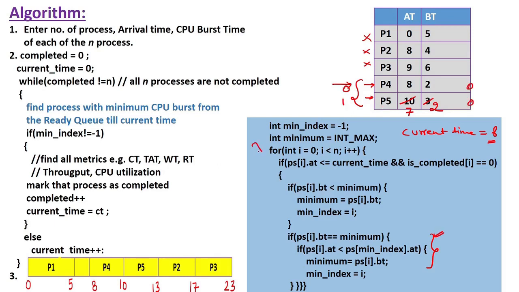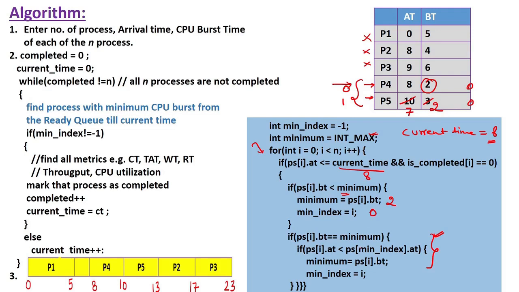So we'll start from here and let's assume this is the 0th process, this is the first process. So current time is 8. Now we'll see the arrival time of the 0th process is equal to 8, and this process is not completed. We are assuming both processes are not completed. So we'll come here and say minimum is int maximum and my burst time is actually 2. So 2 is less than int maximum. So I'll say minimum CPU burst time is 2 and the index of that process is 0.